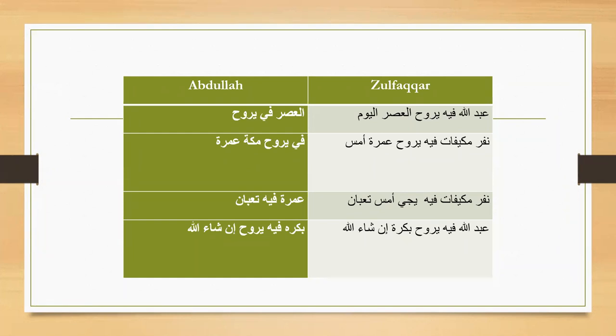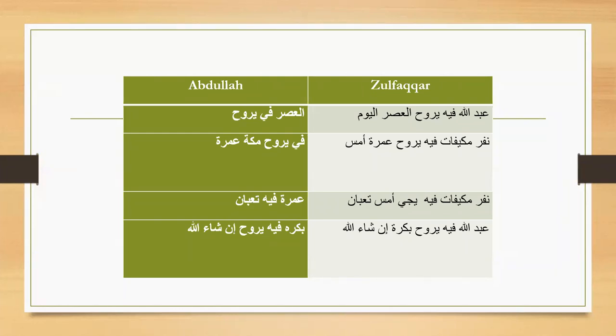Very, very clear. Abdullah said, "Umrah fi ta'ban." We don't know, again, who the subject of the sentence is. But what Dhulfaqar said is, "Nafar mukayifat fi yiji ams ta'ban." So he was very, very clear. And lastly, Abdullah said, "Bukra fi ruh inshallah." And Dhulfaqar said, "Abdullah fi bukra ruh inshallah." So I knew what was going to happen on that bukra.